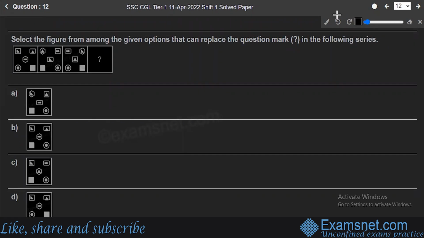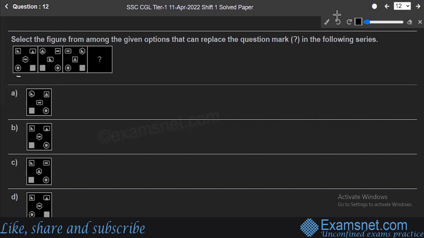Let's move. Select the figure from among the given options that can replace the question mark in the given series. So this is the given series. There are the 3 figures which are given to you. You have to find out what will come in the place of question mark. You can look at the figures which are inside. There are 5 figures inside. These 2 are at the bottom. Let's see at these 2 figures.